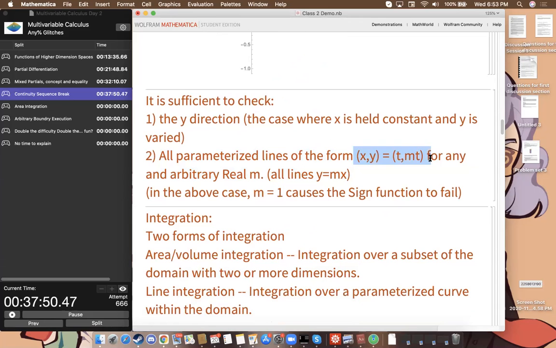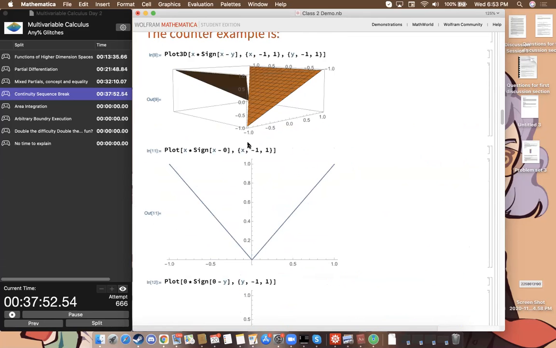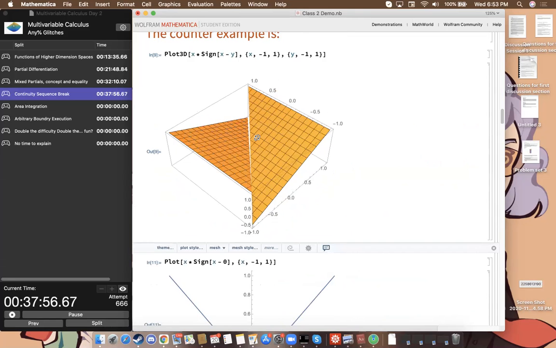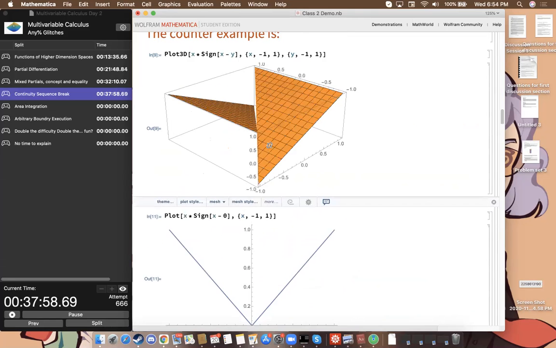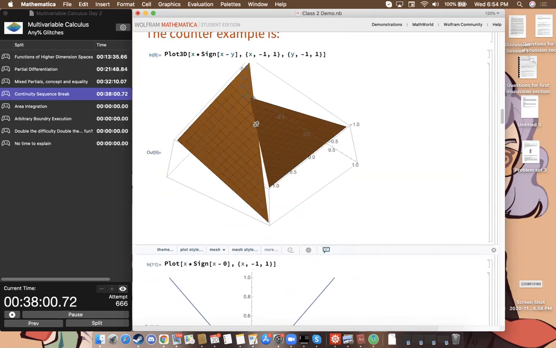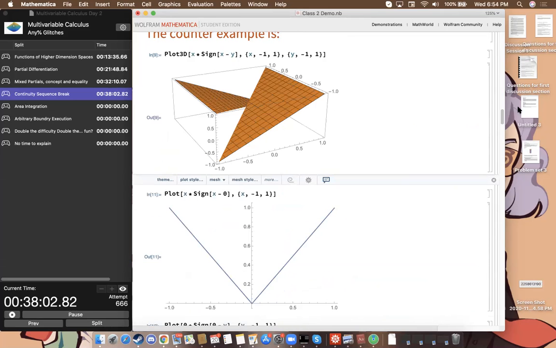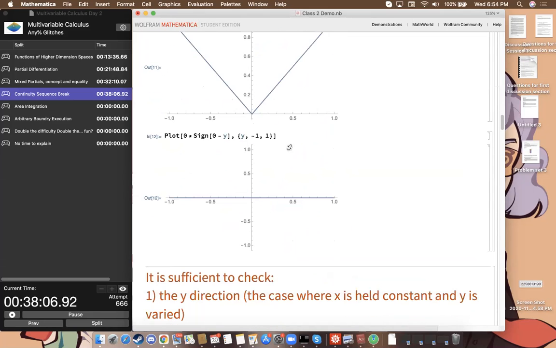In the case of the above thing, if you wanted to know where does this fail, why isn't this continuous, all you would need to do is set m equal 1. So the line is just like x equals y, because then the sine function has no idea what's going on. You have no idea, am I supposed to be positive? Am I supposed to be negative? Am I supposed to be 0? What's going on? And that's where continuity breaks down for this function.